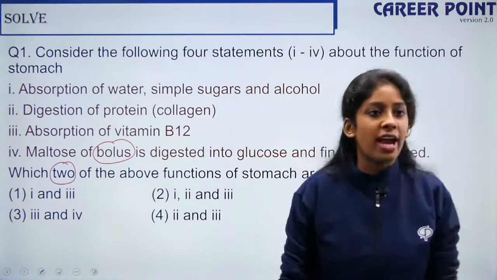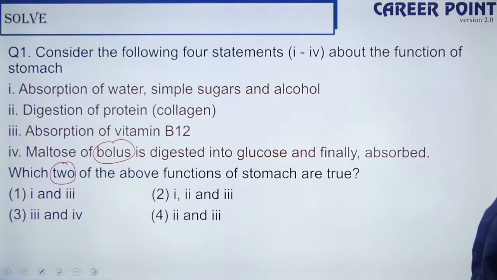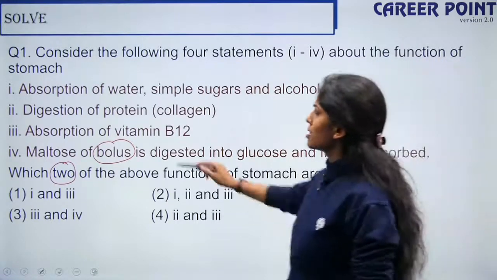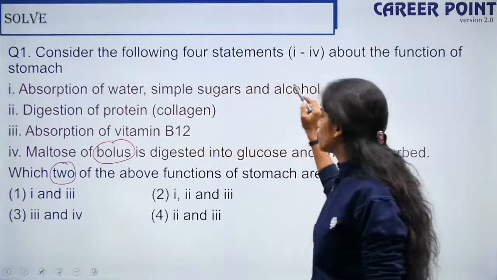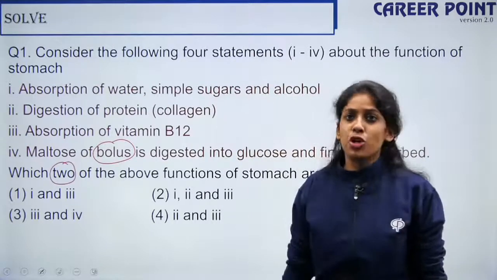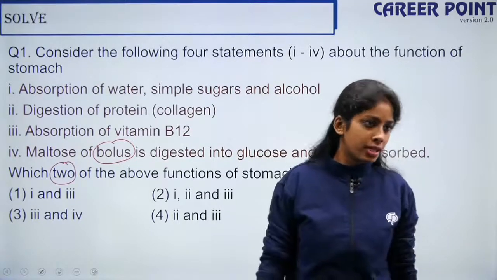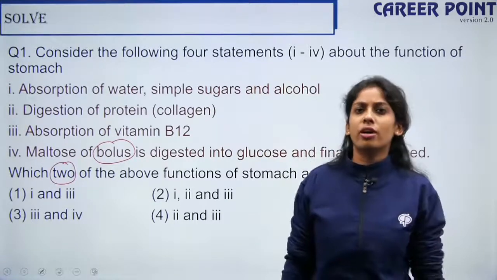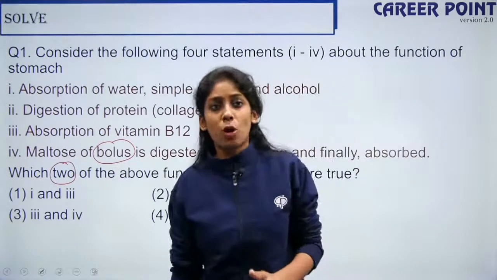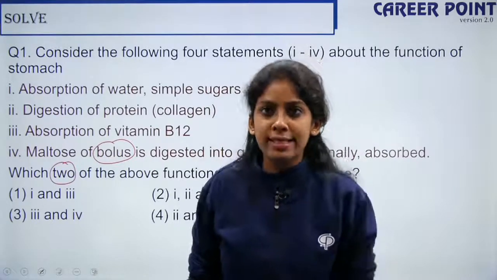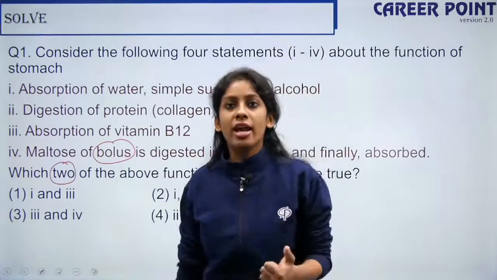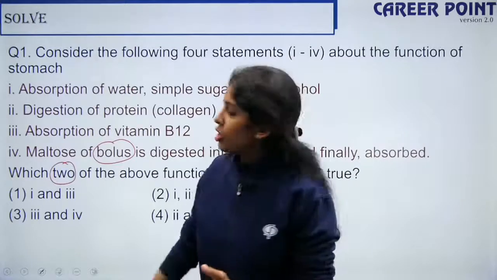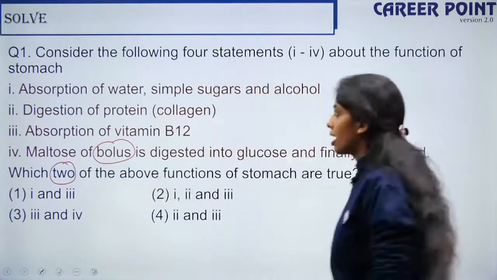No issues. Fine. So Nishrak says option 1 is right. So the stomach helps in the absorption of water, simple sugars and alcohol. So absorption happens in the stomach, Nishrak? Doesn't absorption happen in the small intestine? Your digestion ends in the small intestine and that's where your absorption happens, right? So how can you say this happens in the stomach?